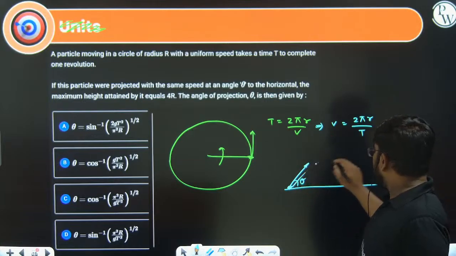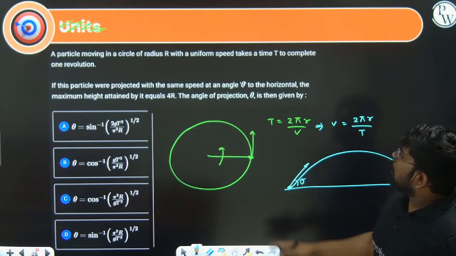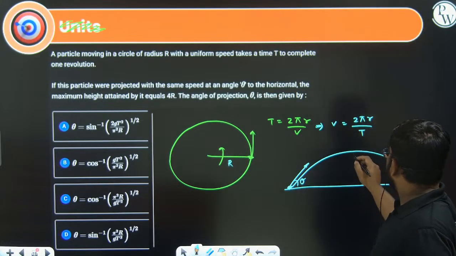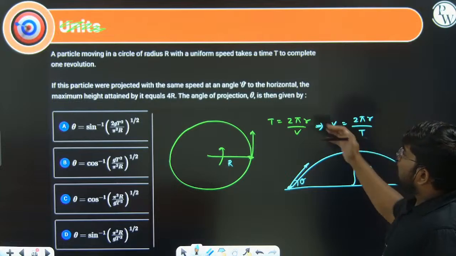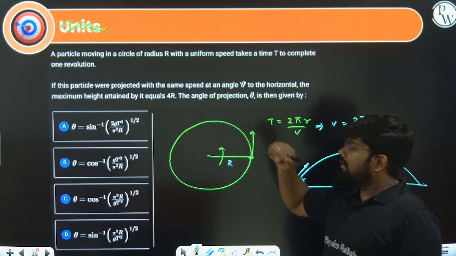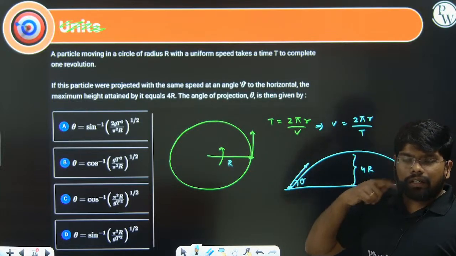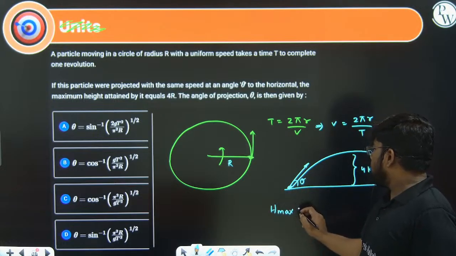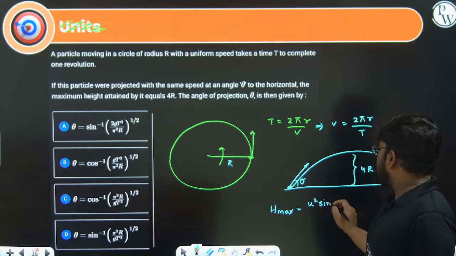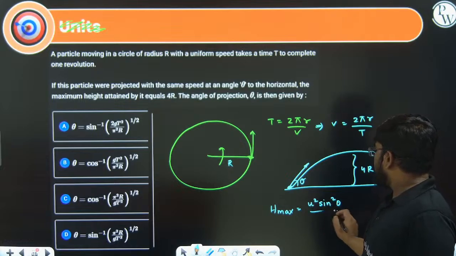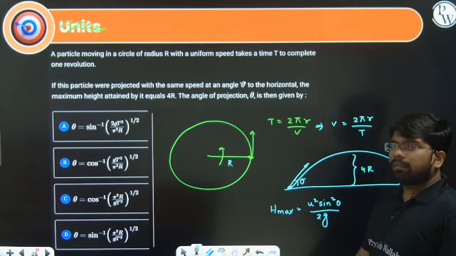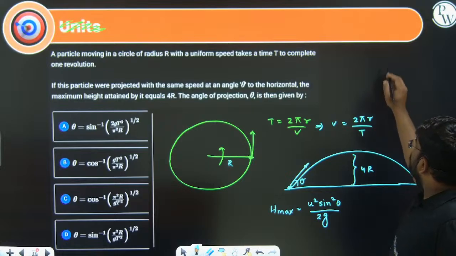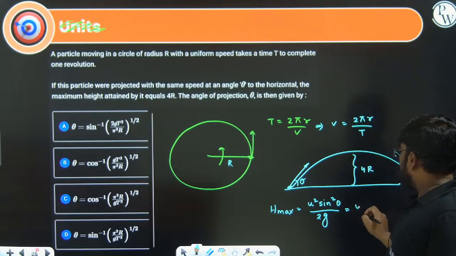Now the maximum height is equal to 4r. Here one thing which is common is the radius, and they are saying the maximum height is 4r, where r is the radius here. Then they are asking to find theta. Again, simple. So what is h max? H max is equal to u square sine square theta by 2g. Now h max is given as 4r, so we substitute here and equate it to 4r.